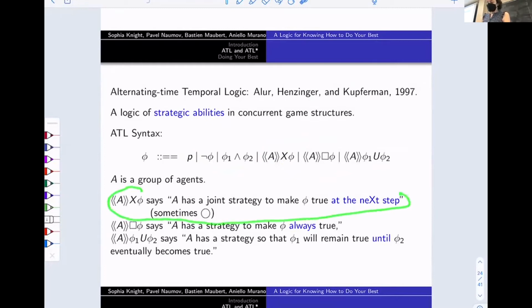So X means next. So diamond A X phi says group A has a joint strategy that they can take together that will make the formula phi true at the next step. And then we have a box operator that means always. So this means group A has a strategy that will make phi always true now and forever in the future. And then we have an until operator. So group A can keep phi 1 true now until phi 2 becomes true.